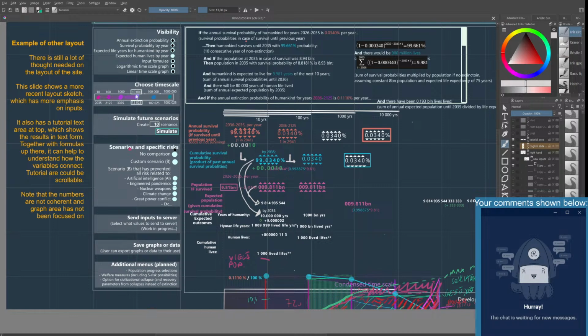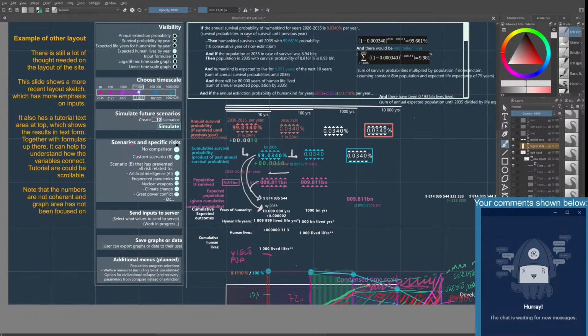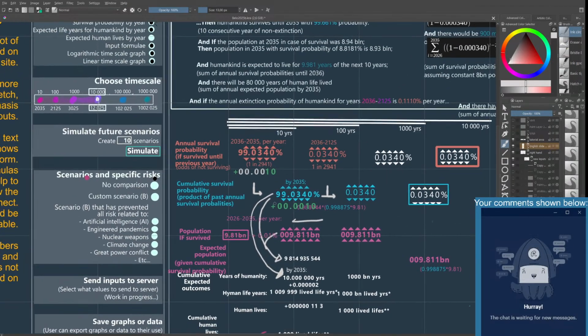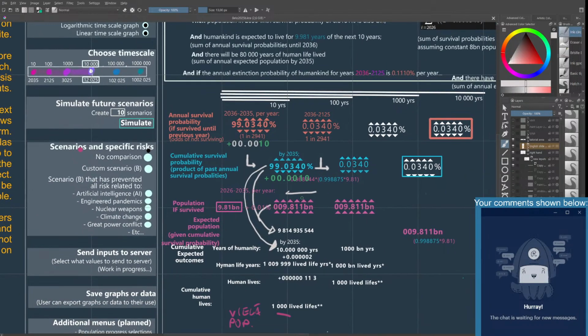I think one option is also, what if I had this years of humanity, I could have it even up here, so there would be a result segment there, and then I would have another.